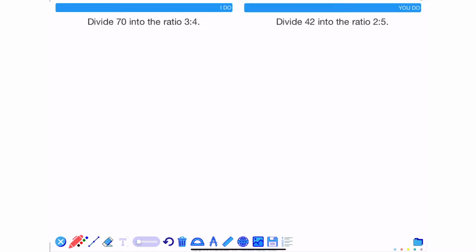In this video, we're going to be looking at how we can divide a quantity into a given ratio. A ratio is used to compare two or more quantities. In this case, we've got 3 parts to 4 parts. 3 plus 4 is equal to 7, so there are 7 parts altogether. If I'm going to divide 70 into 7 parts, that means that 1 part is equal to 10.